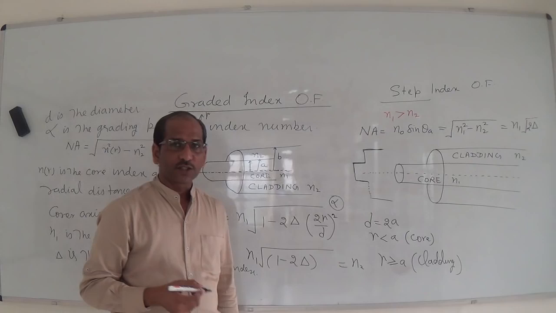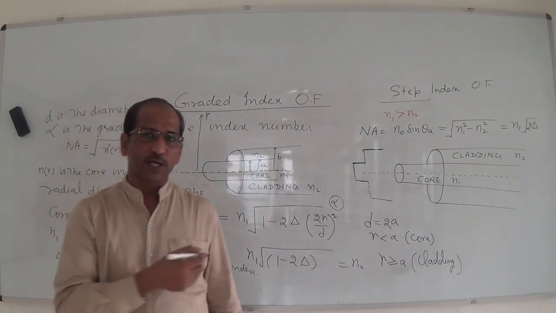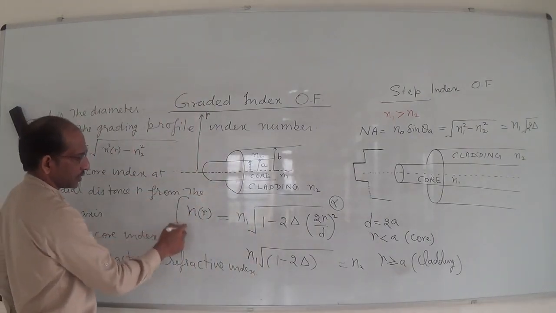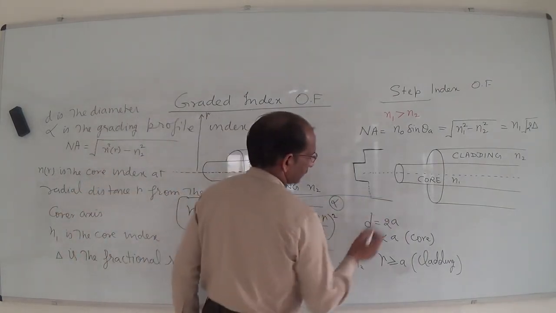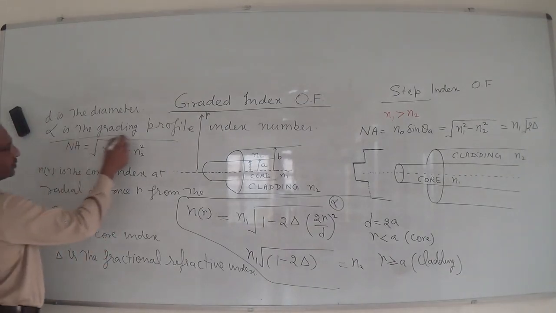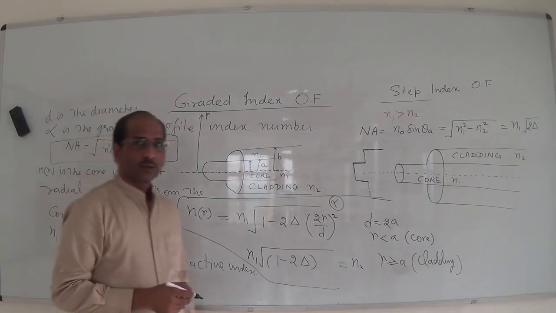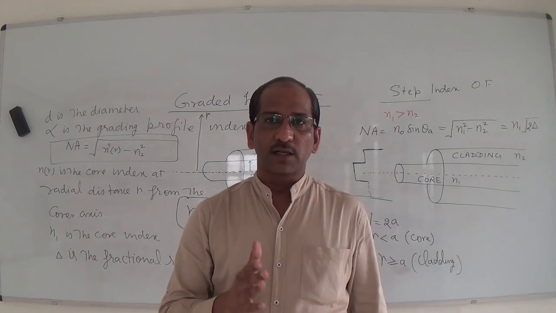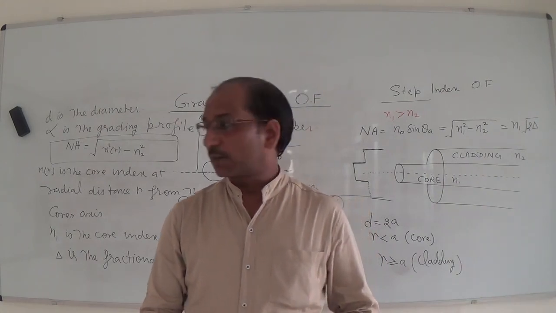So in case of step index optical fiber, one can define the numerical aperture this way, and in case of graded index optical fiber, this is the way of refractive index and then the numerical aperture. So by this way we have defined the step index optical fiber and graded index optical fiber.